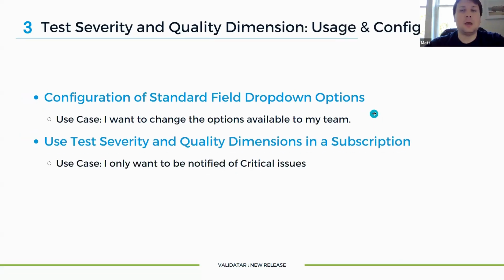I want to show you two things. One, the drop-down options for our test severity and quality dimensions can be configured for you. They are considered standard fields, not custom fields, so they are required to fill out, but the values in the drop-down can be selected by you, similar to an environment tag with a data source. And then I wanted to show how we use that in a report or a subscription.